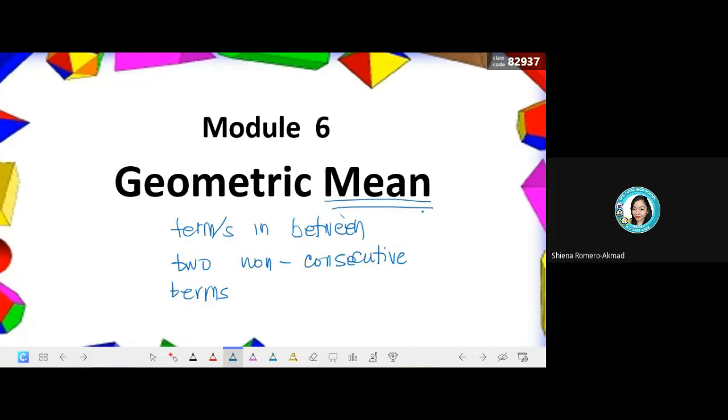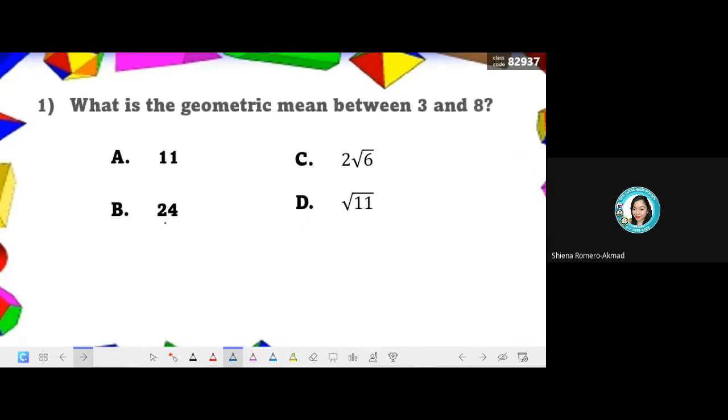Kapag mean lang or isa lang, syempre, may mas madaling paraan on how to solve it. Kapag naman two or more, there is a formula. So let us proceed. Let us have yung question number one dun sa inyong Nearpod. What is the geometric mean between 3 and 8? So we are going to look for the geometric mean between 3 and 8.